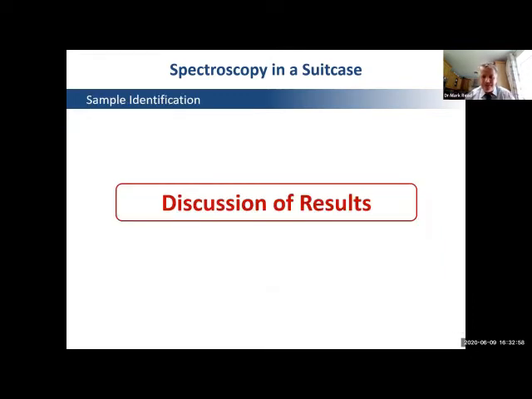Okay, so in the last 50 minutes, I just want to go over some of the results. So it ties together the theory, so you can see how you would use this information to analyze the samples.